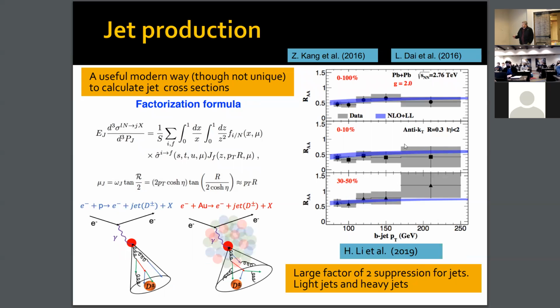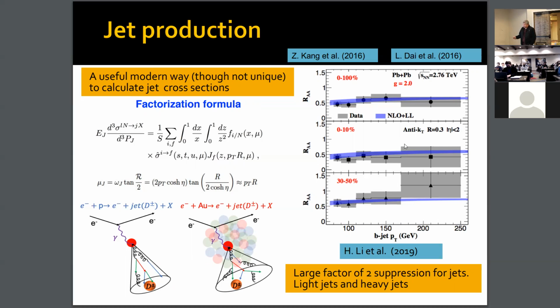I have to point out that the leading log resummation is only to improve the proton-proton cross section. We haven't yet done resummations for the medium-induced contribution. So you have to be a little careful. The medium contribution is only analog. But you see that the suppression of heavy quark jets is still very large, even to several hundred GeV. We have a factor of two suppression of heavy quark jets relative to production in proton-proton collisions.